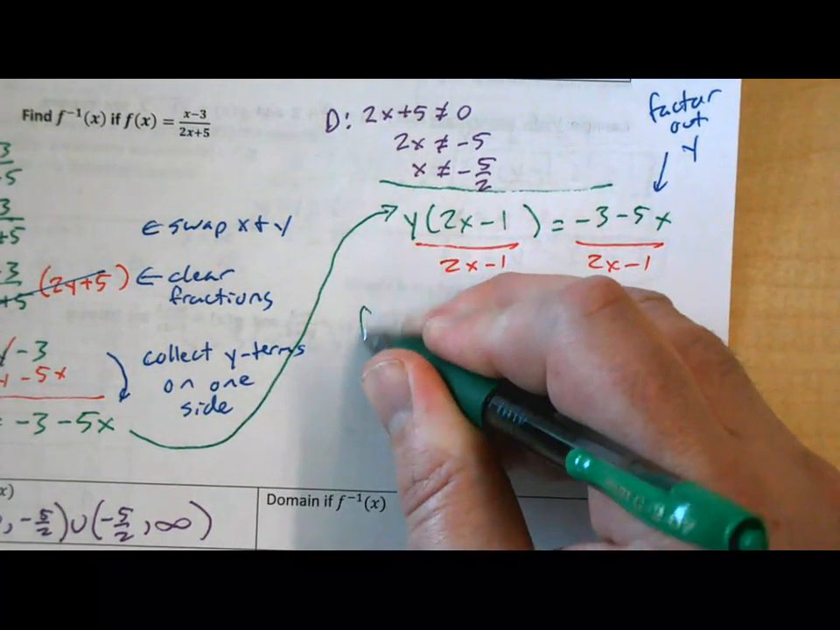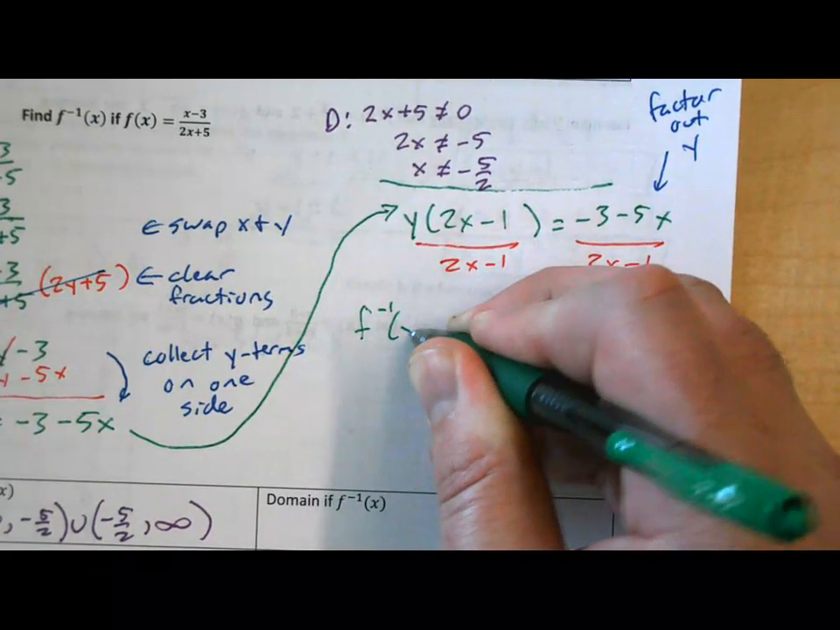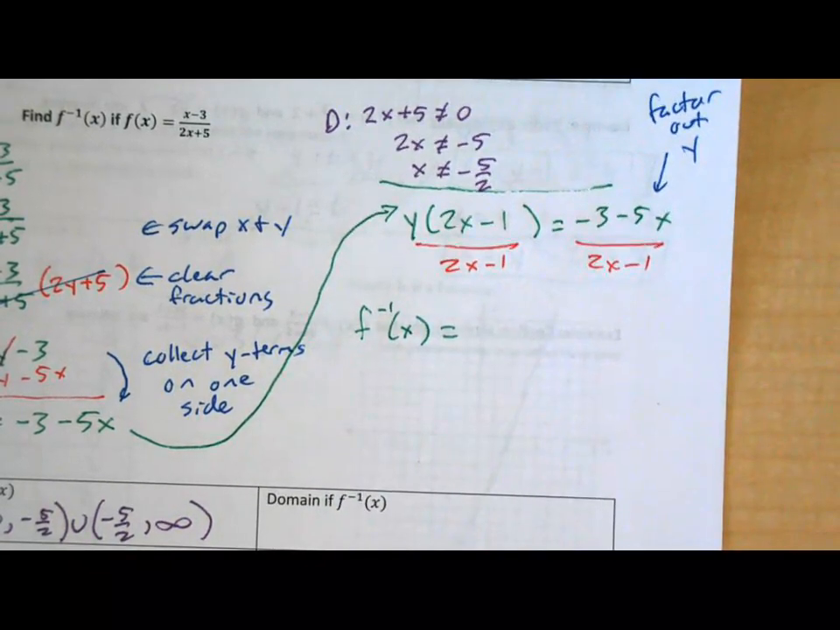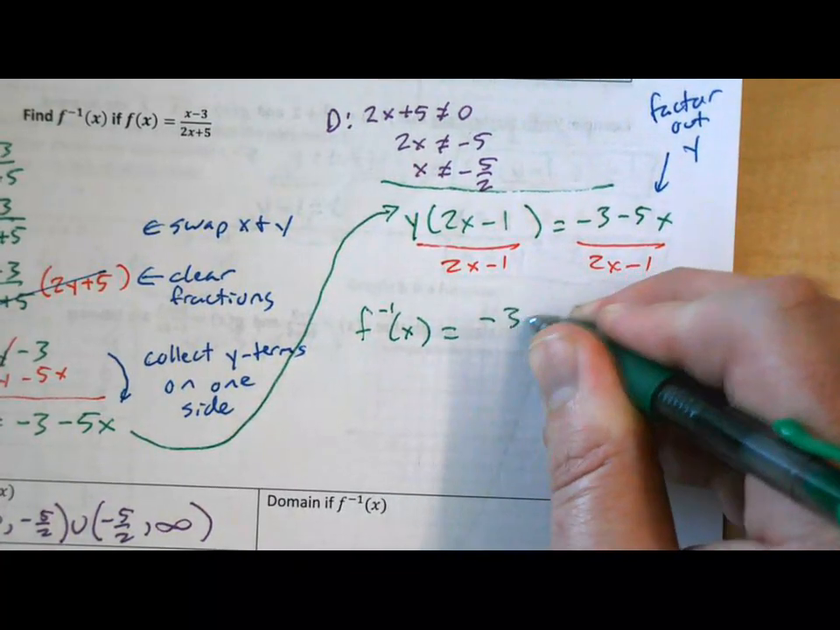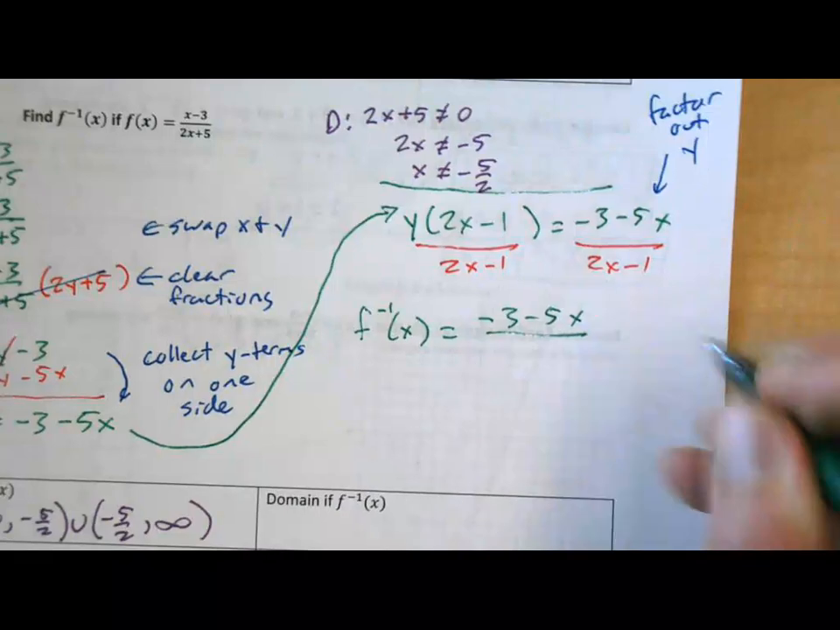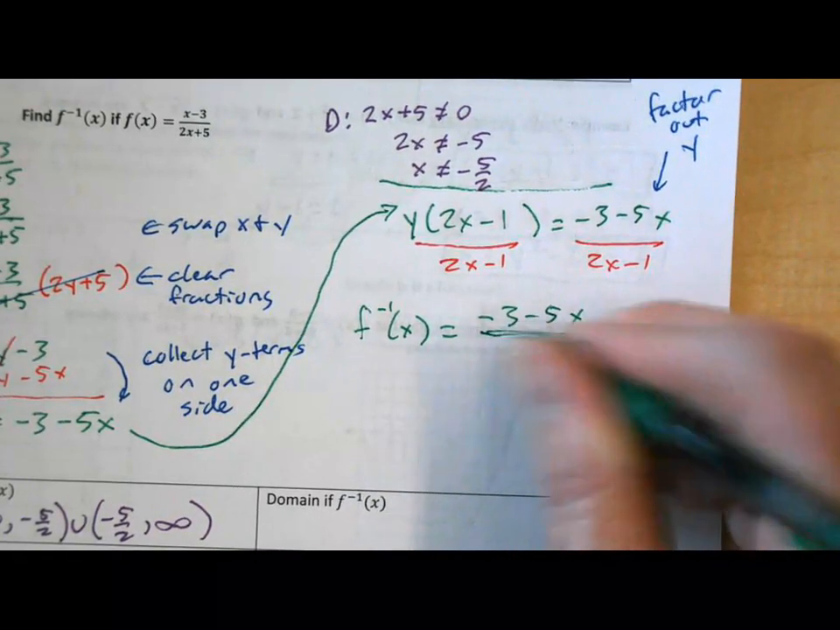So I'm going to go ahead and write down my final answer. F inverse of x equals negative 3 minus 5x over 2x minus 1.